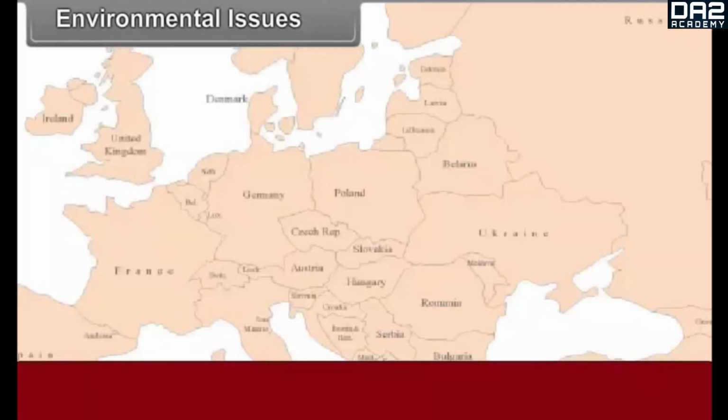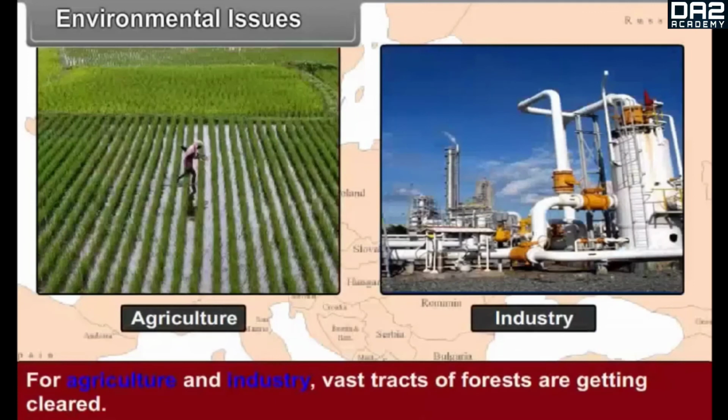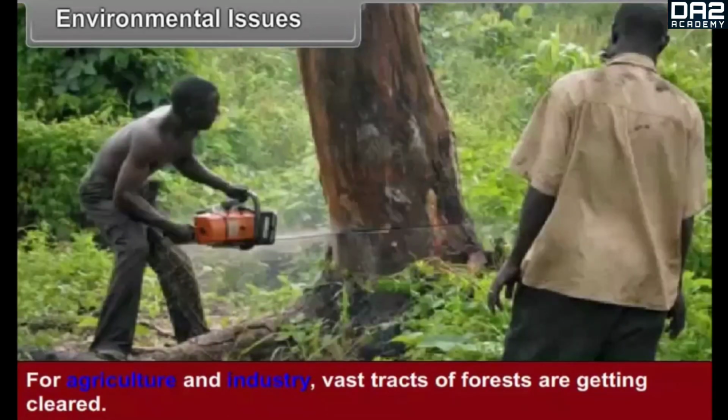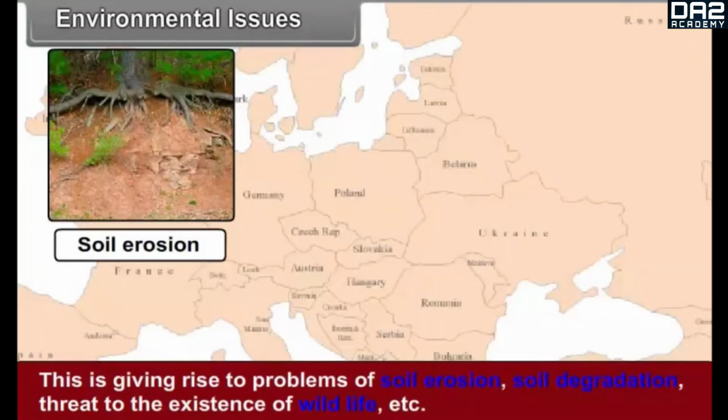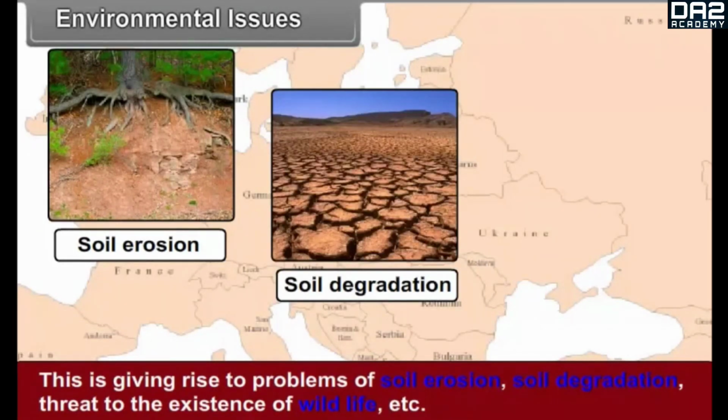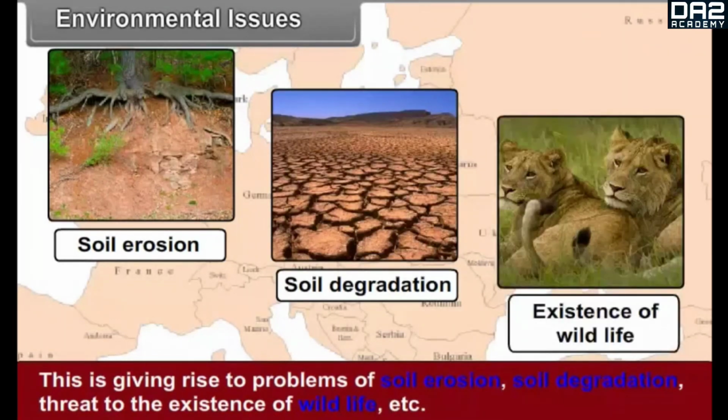Number 3. Deforestation. For agriculture and industry, vast tracts of forests are getting cleared. This is giving rise to problems of soil erosion, soil degradation, threat to the existence of wildlife, etc.